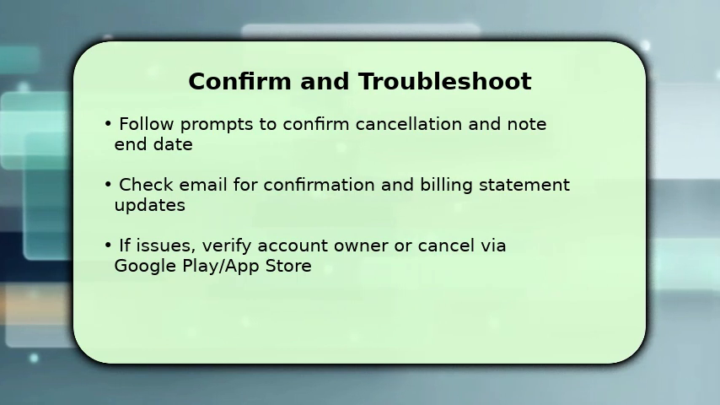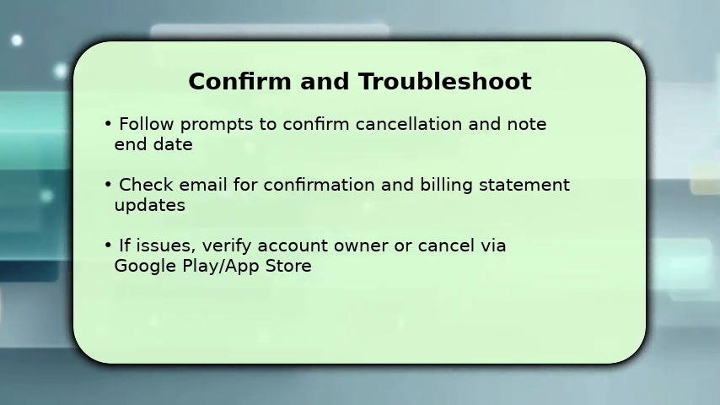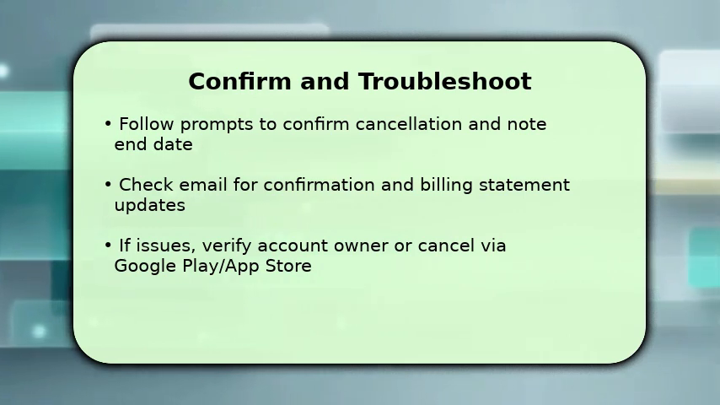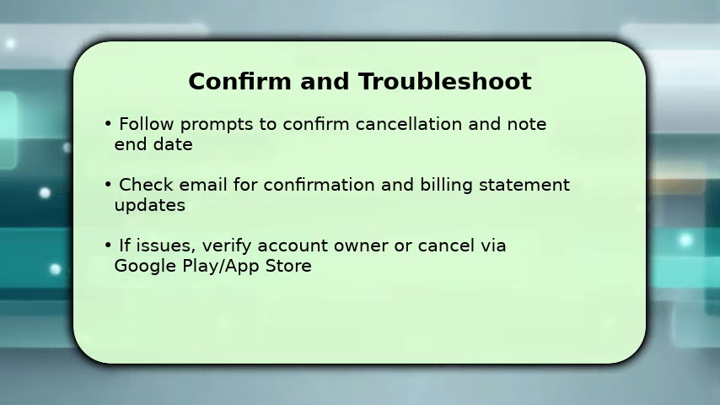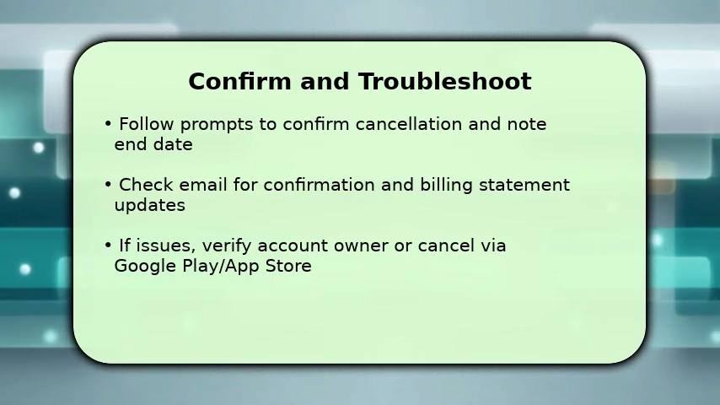Make sure you receive an email confirmation. This is proof the autopay was stopped and helps with disputes. If you don't get an email or the subscription still charges, verify you canceled the correct Google account and whether the plan was billed through Google Play, Apple App Store, or a carrier. If so, cancel through that billing provider or contact their support for resolution.